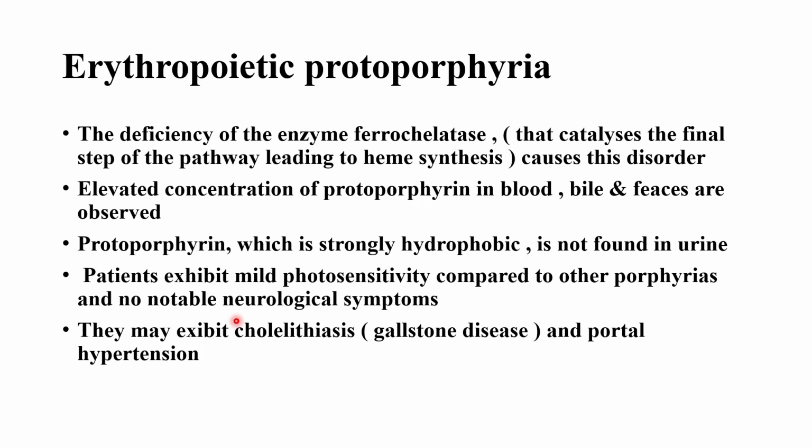Then next is the erythropoietic protoporphyria. The deficiency of the enzyme ferrochelatase, which is the last enzyme that catalyzes the final step of the pathway leading to heme synthesis, causes this disorder. Elevated concentration of protoporphyrin in blood, bile, and feces is observed. Protoporphyrin, which is strongly hydrophobic, is not found in urine. Patients exhibit mild photosensitivity compared to other porphyrias and no notable neurological symptoms. They may exhibit cholelithiasis, that is gallstone disease, and portal hypertension.